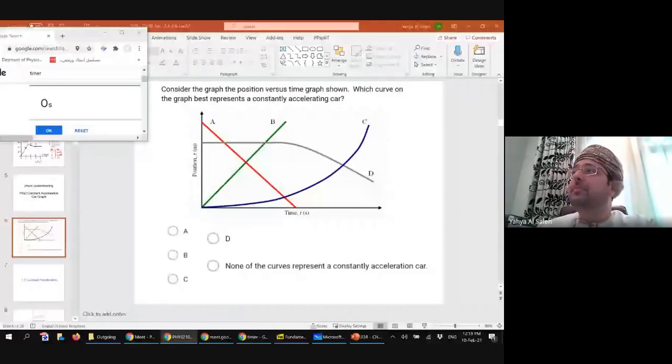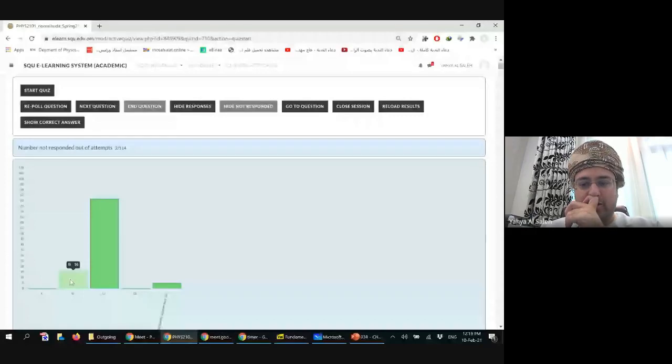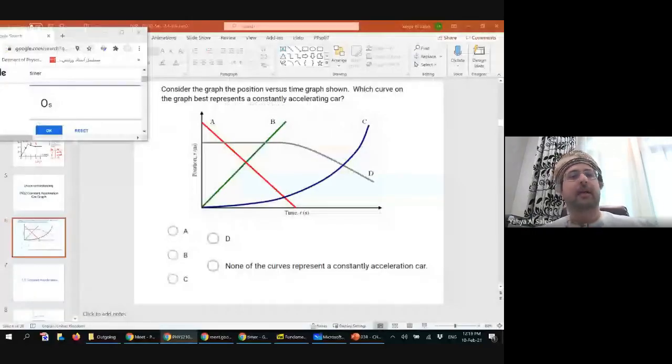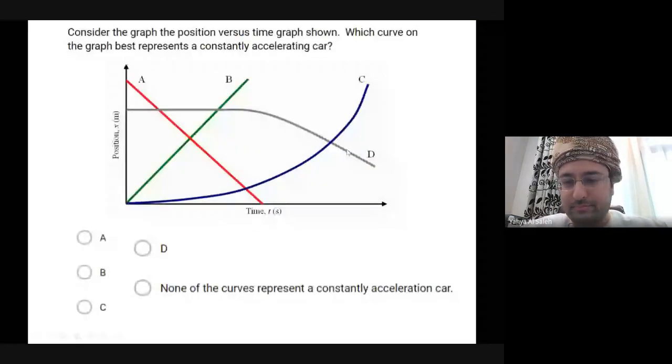Okay, so most people actually did it well. 82 people answered correctly, option C, and about 16 people got the second best, which is option B. So let's take a look. Okay, let's consider these graphs. We want to find something that is constantly accelerating.